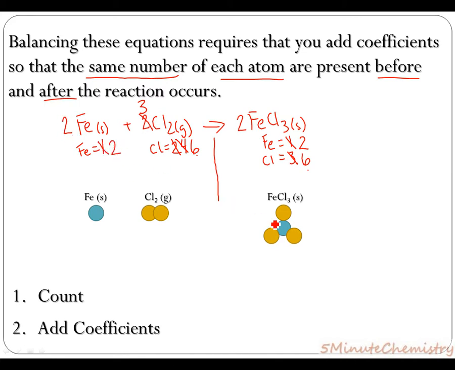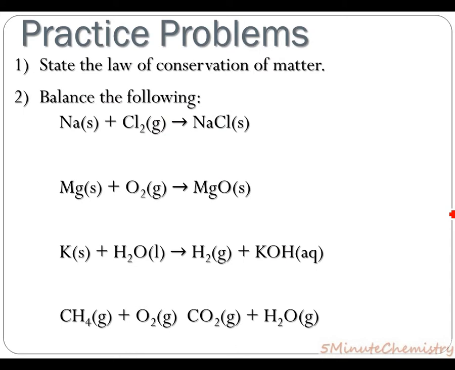And now I have a balance. Left side, 2 irons. Left side, 6 chlorine atoms. Right side, 2 iron atoms. And right side, 6 chlorine atoms. So visually, you can see now 2 blues on the left, 2 blues on the right. 6 yellows on the left, and 6 yellows on the right. Now, go ahead and take a second and work out these practice problems.